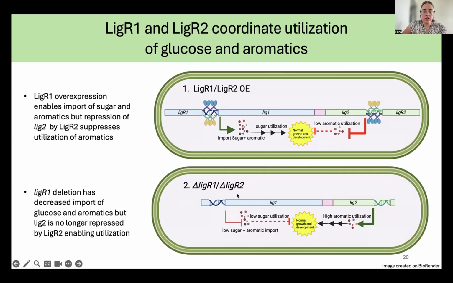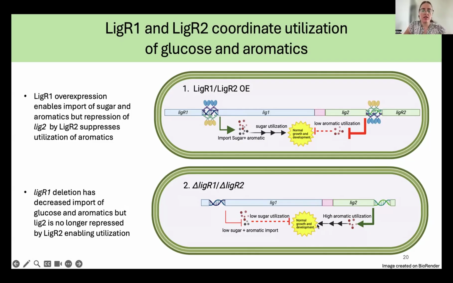In the case of the LIGAR1 and LIGAR2 knockout, the LIG1 operon is not able to be expressed as well. In this case, you have lower sugar import as well as aromatics. And then the Lig2 operon is no longer repressed. And so if there's any of these compounds that do get imported, they're able to be utilized by this second operon.